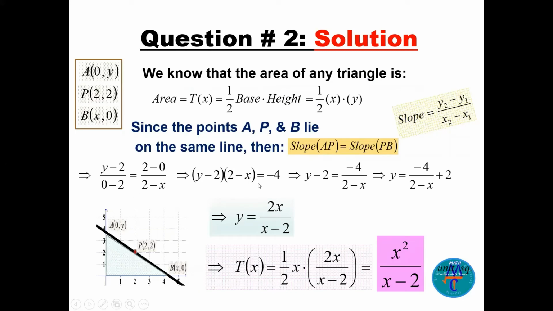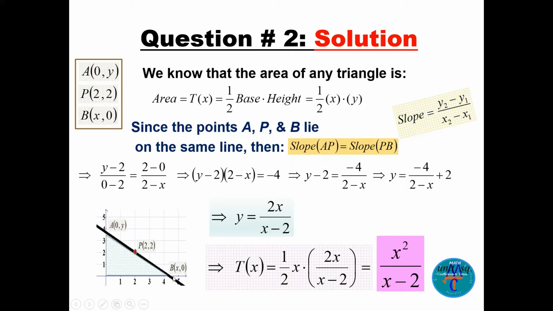Now, the triangle has the formula, as you know. Let's call the area T of x. So it's half times the base times the height. Here, the base is the x, all this x is the base, and the height here is the y. So it's half xy. That's the area, which is T of x.